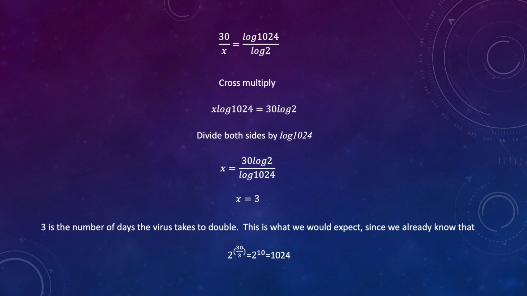3 is the number of days the virus takes to double, and this is what we would expect since we already knew that 2 to the 30 over 3 equals 2 to the 10th power, which equals 1024.